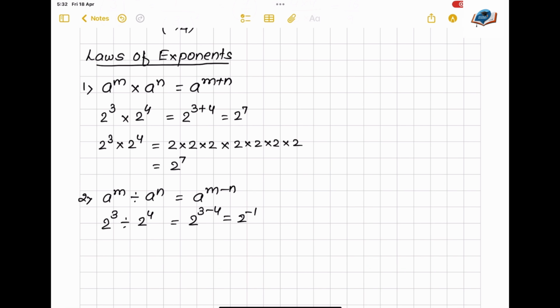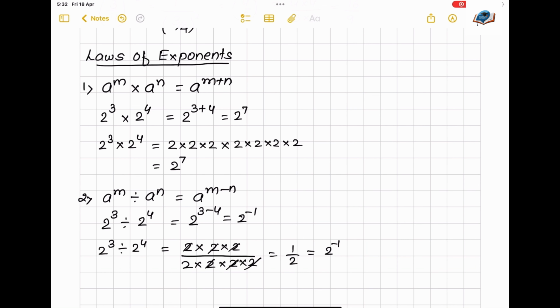Now let us prove that also. 2 raised to 3 divided by 2 raised to 4. In basic language, I can write 2 into 2 into 2 upon 4 times 2. So, now 1, 2, 3, 2 cancel. So, I got 1 upon 2. And 1 upon 2 I can write as 2 raised to minus 1.